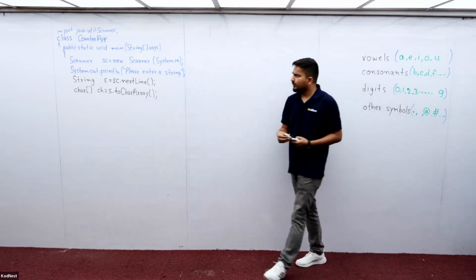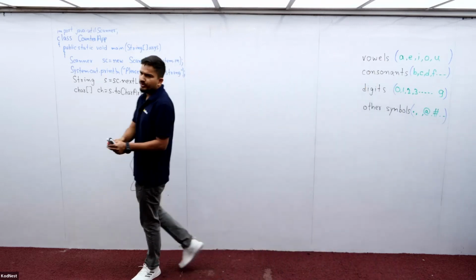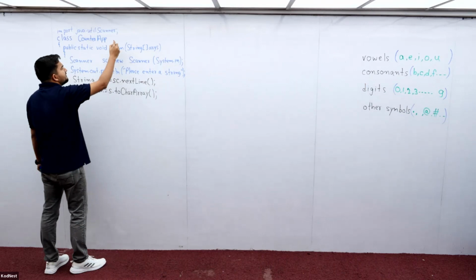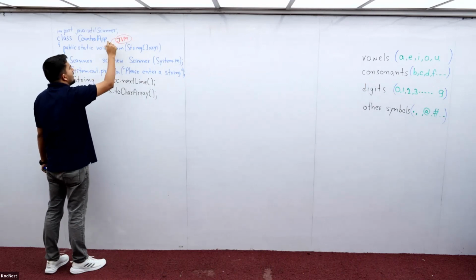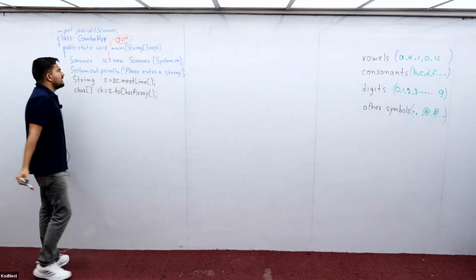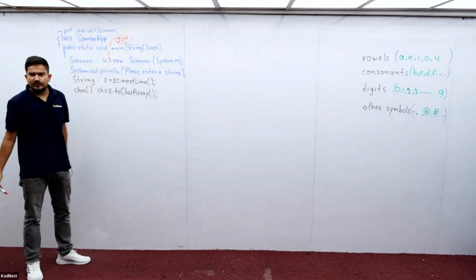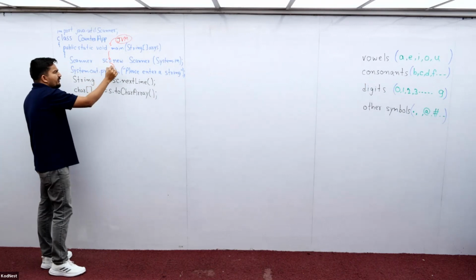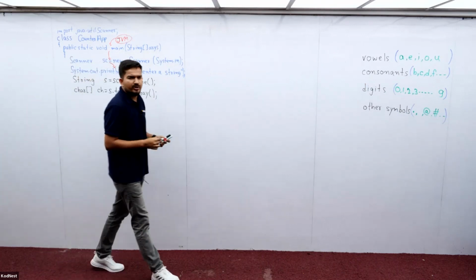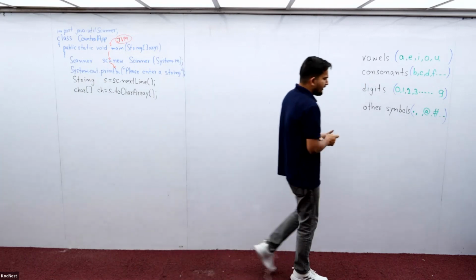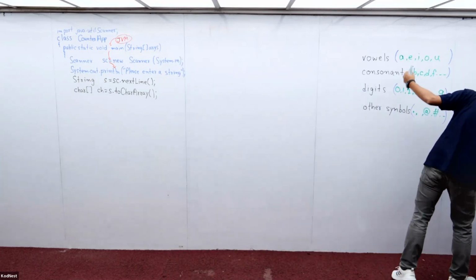Okay, so the program will start when the JVM gives a call to the main method. Control will enter. An object for this Scanner is going to be created. Control is going to move forward. What are we telling? Please enter a string. On our computer screen, it is going to print to enter a string. This I hope you have already written.